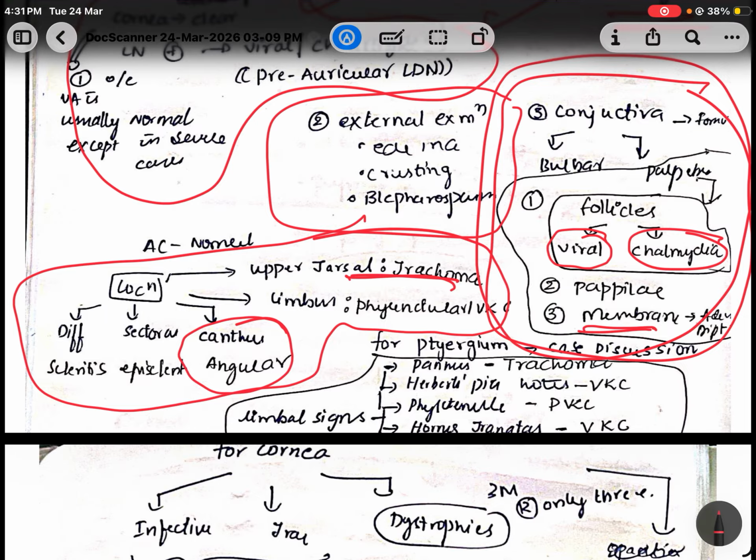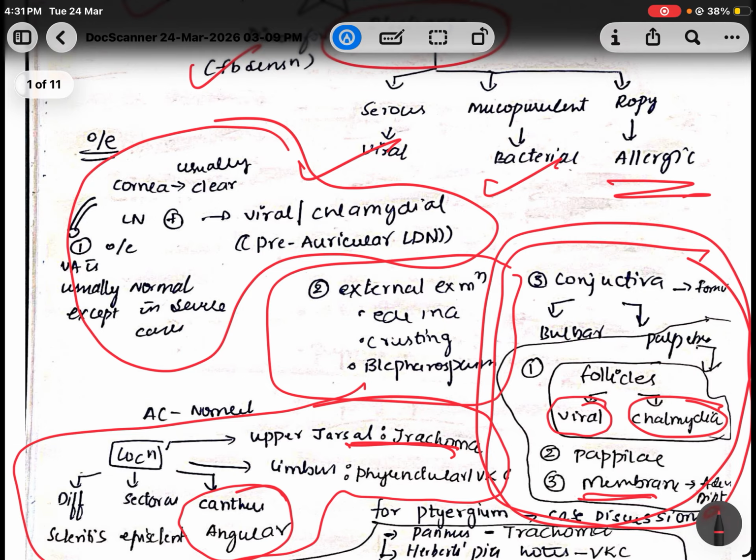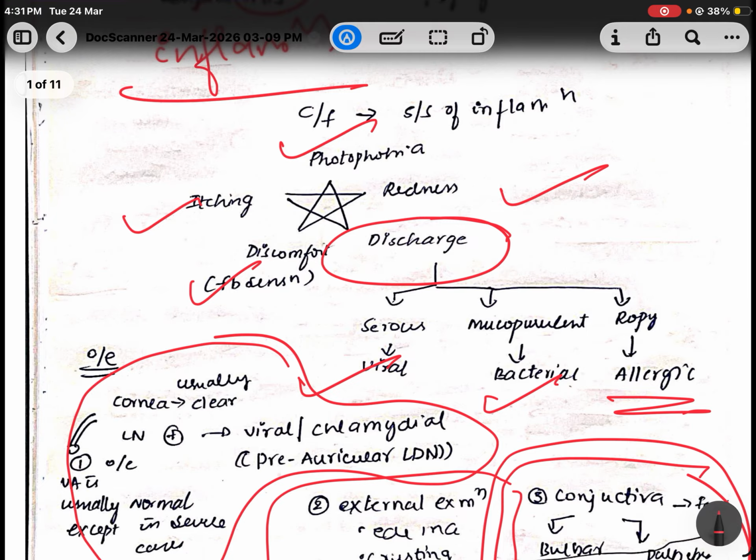Then for pterygium, it's better if you watch the case discussion part of it, because the clinical features will be almost the same. For example, you will have foreign body sensation, and you might have itching. Since it's a foreign body, you might not have any discharge, but you might have photophobia and redness, plus or minus. Okay, so that's what I wanted to say.